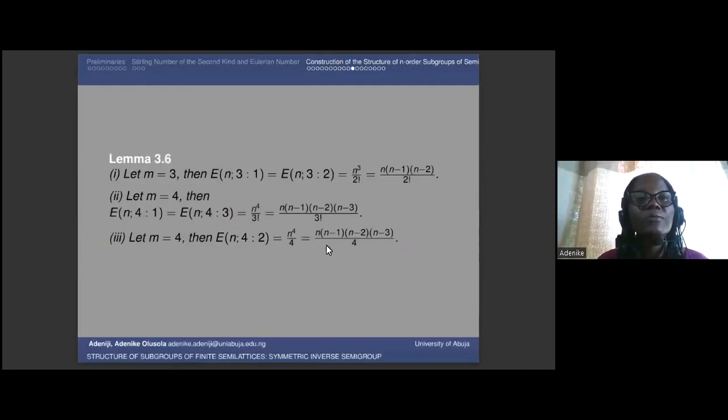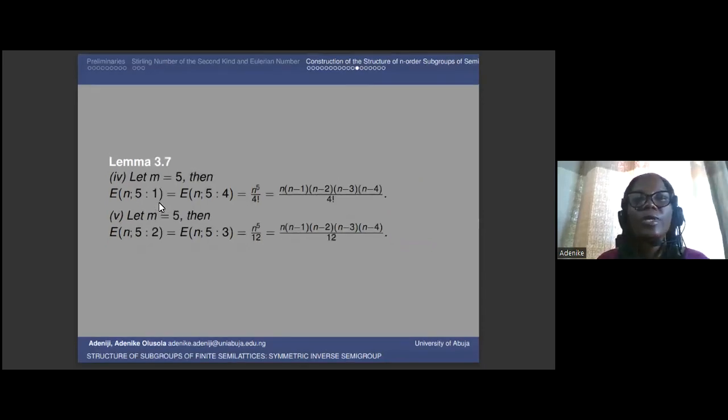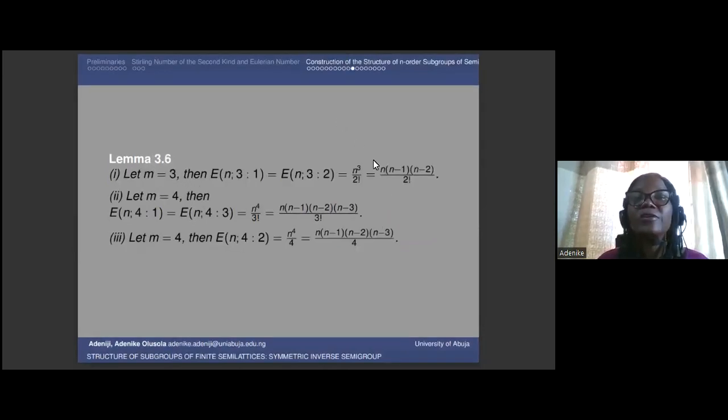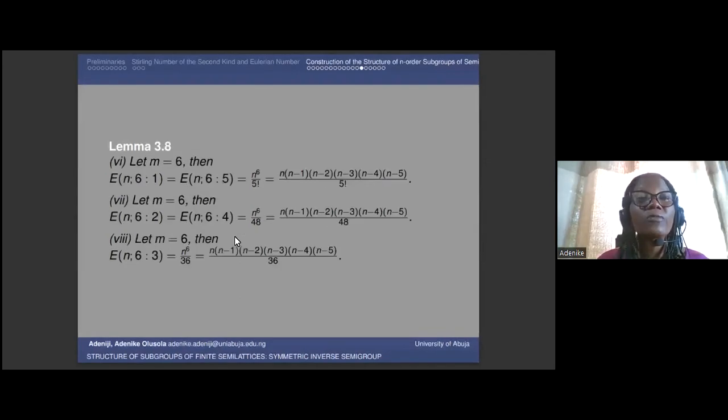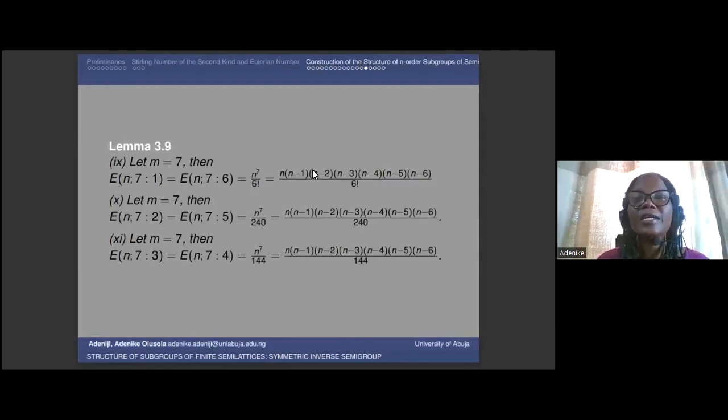So now we have some lemmas for when m is 3, when m is 4. So each of these generates a sequence. We have a sequence generated by each of these. When m is 5, you choose 4. When m is 5, choose 3. So we have when m is 6, we choose 5, 4, 3. And you can see that the numerator is talking about the finite factorial. We use that notation for it.